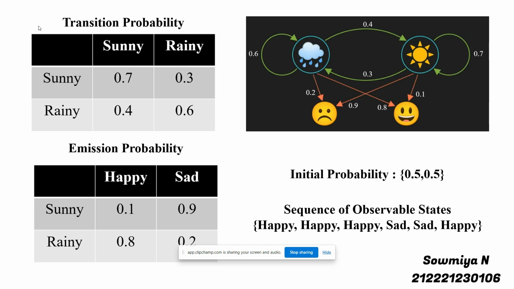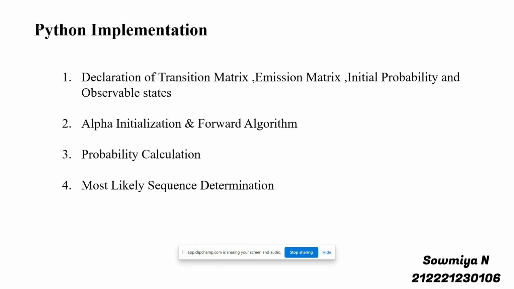The initial probability is given as 0.5 and 0.5. The given sequence of observable states is happy, happy, happy, sad, sad, and happy. So for this particular model, we will be implementing the Python code. Moving to the Python implementation.